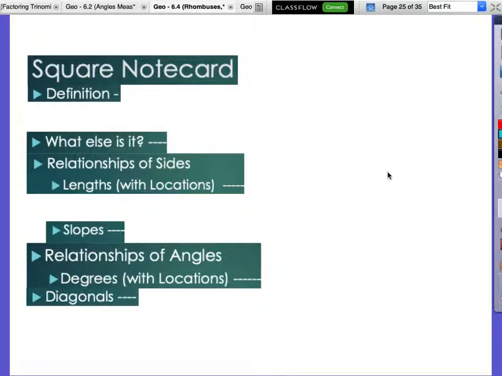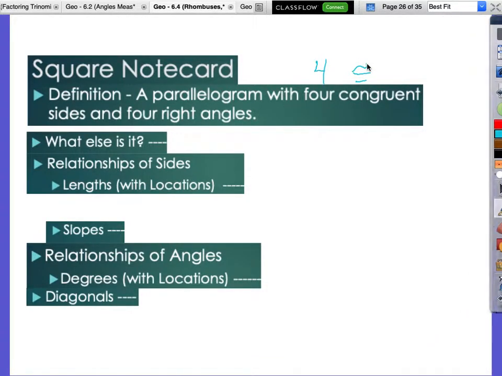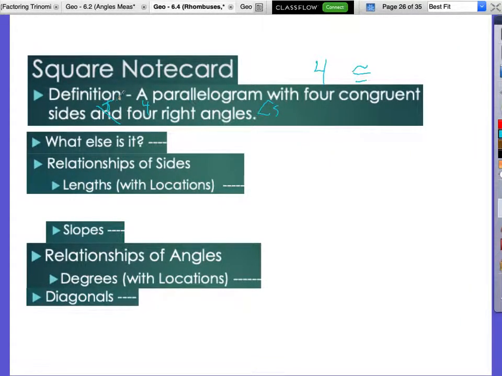What else is it? Rectangle, rhombus, parallel. So the definition is it's a parallelogram with 4 congruent sides and 4 right angles. Like a rectangle, it's a parallelogram with 4 right angles, and like a rhombus, it has 4 congruent sides. Remember, you can shorten this by writing 4 congruent sides and 4 right angles, and you can use the and sign.